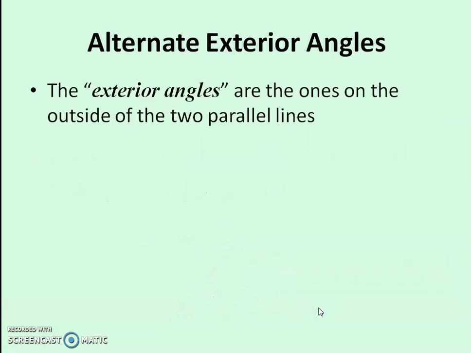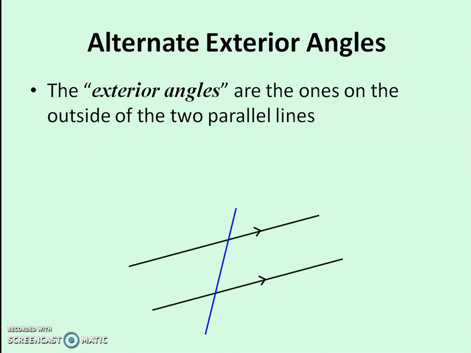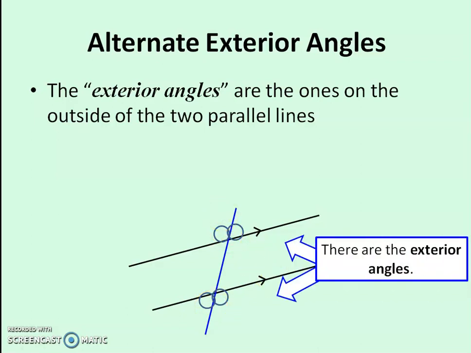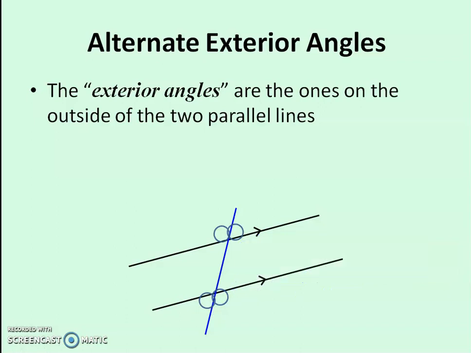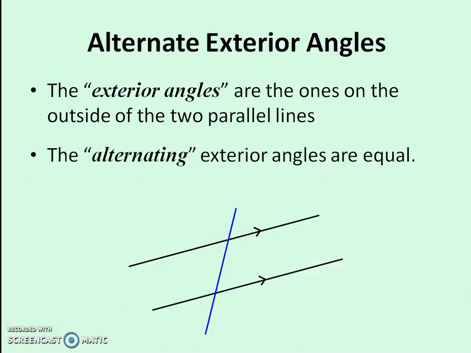Okay. Alternate exterior angles, you might have an idea compared to the previous one. The exterior angles are the ones outside of the two parallel lines, the ones in this case above and below. Not in between the two lines, but outside of them. And again, the alternate exterior angles are equal. So meaning one on the left-hand side of the transversal, the other exterior one on the right-hand side. Those are alternate because they're on opposite sides of the transversal. They're both exterior. Those are called alternate exterior angles, and they are equal.